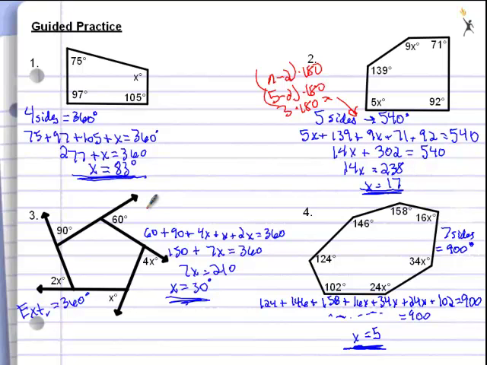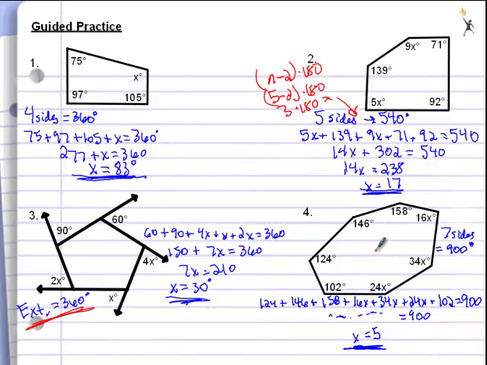You go down to number 3. Now number 3 is different than the other ones because it deals with exterior angles. So I started over here by saying exterior angles equal 360. Then I come over here and I write all my exterior angles, add them up and make it equal 360. Combine my like terms to get 150 plus 7x equals 360. We subtract 150, then divide by 7, and we get x equals 30.